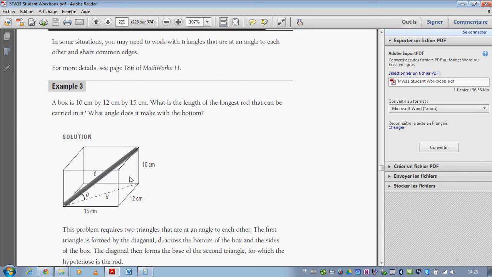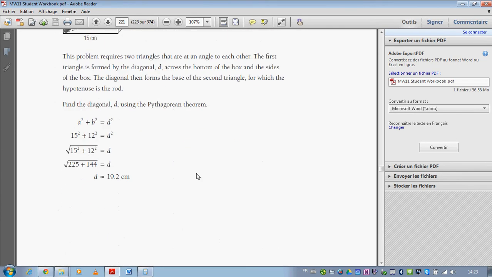Okay, so you've got the opposite side and the adjacent side, so there you'd be using the tangent ratio to figure out what that angle is right here. You can also use the Pythagorean theorem with this side right here, d, and this 10 centimeters to figure out what the length of that rod would be. Okay, so that's what they do.